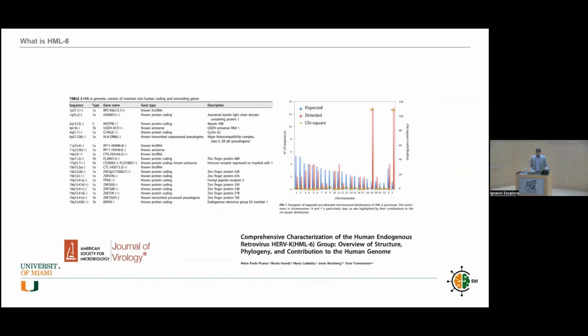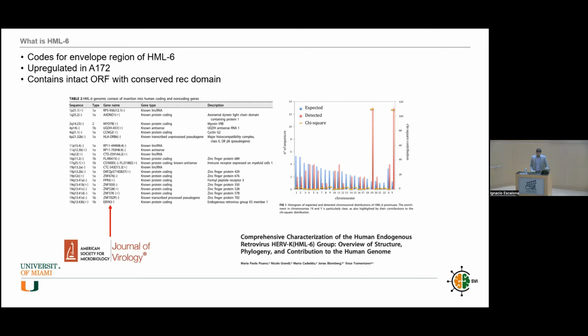And so we looked into the literature, and again, there's 2 papers on HML6. One of them did a comprehensive characterization. And we noticed that the one on chromosome 19 was the one we found to be overexpressed. And that one actually encodes for a protein. So I said, okay, great. We found a transcript that encodes for a protein that's overexpressed in glioma. Okay, well, this is all computer work, but does that mean anything in real life?